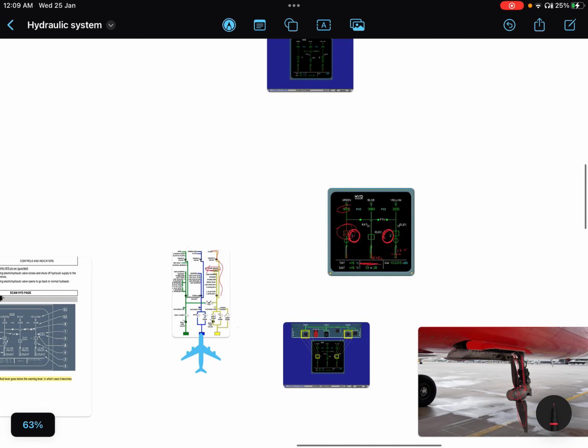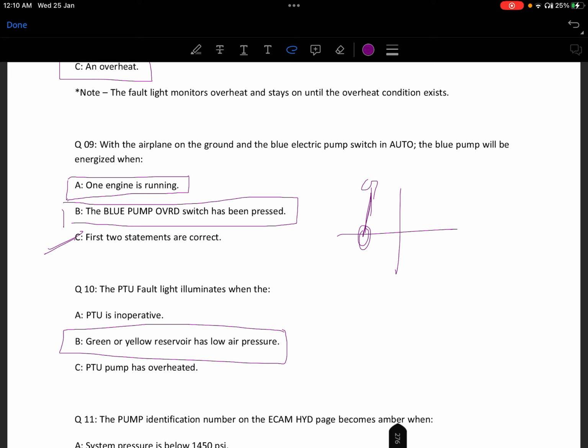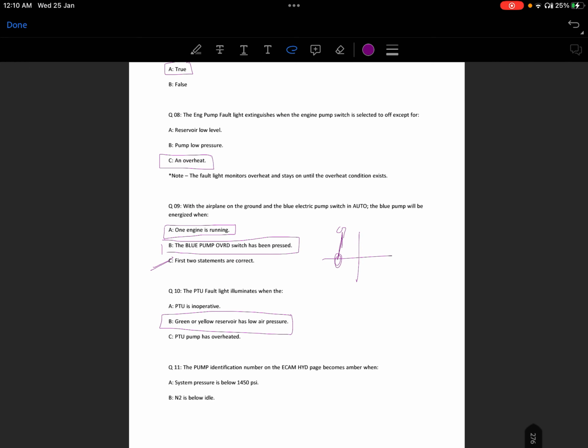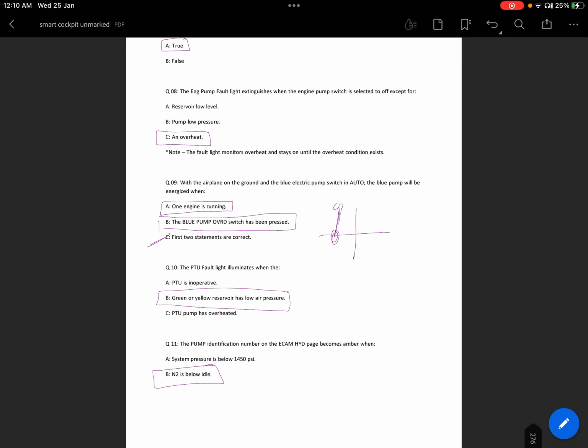Whenever the N2 RPM is below idle, then these pump identification numbers on the ECAM hydraulic page become amber. You can check the controls and indicators of this chapter and you will come to know. It's the Bravo, right?